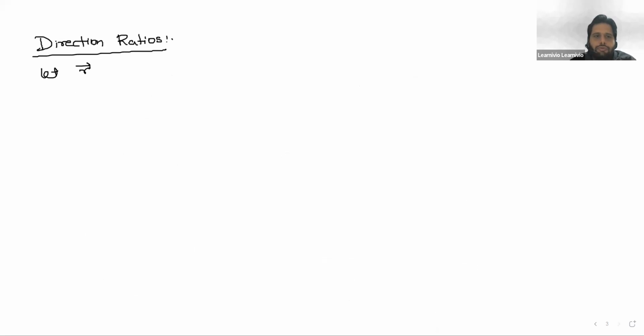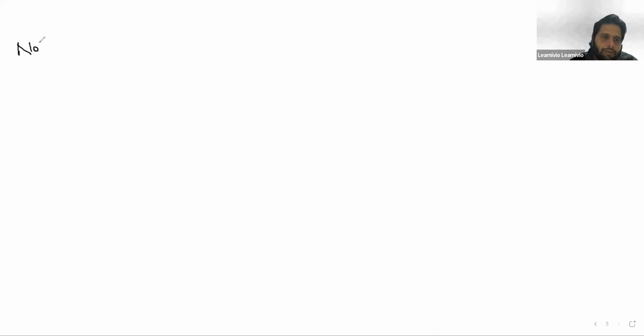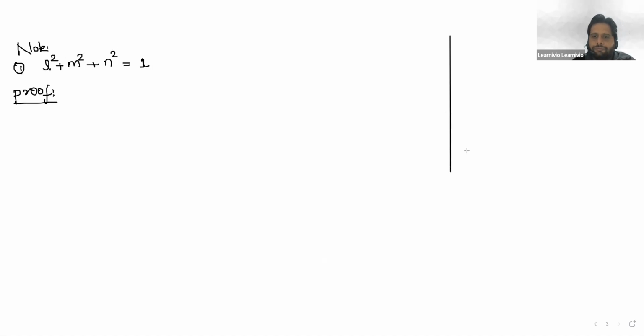Now we will start next. Before direction ratios, we will write a note. Always remember, if you are finding l square plus m square plus n square, it will always give you 1. l square plus m square plus n square will always give you 1. We will do the proof of this. Okay. So check here. It is x, it is y, it is z. Okay. Next, you have this line.